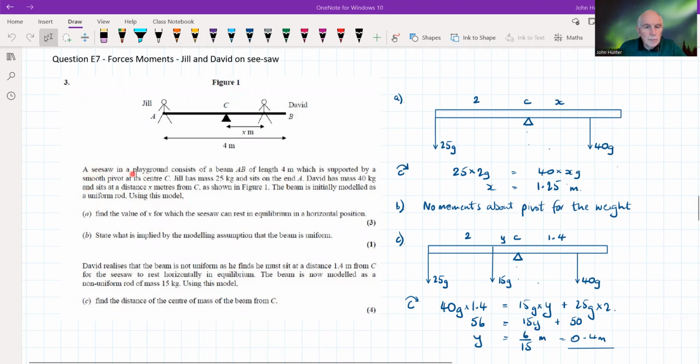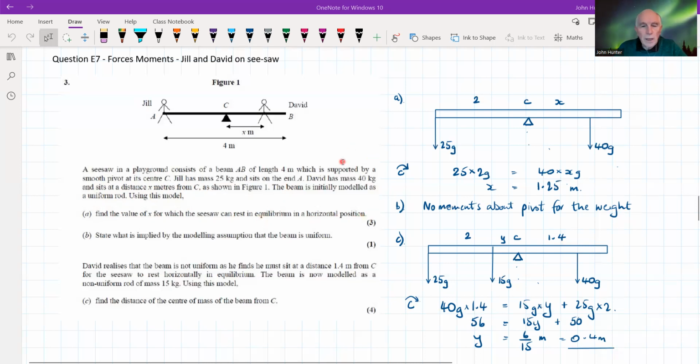A seesaw in a playground consists of a beam AB of length 4 meters, which is supported by a smooth pivot at its center C. Jill has mass 25 kilograms and sits on end A. David has mass 40 and sits at a distance x meters from C, as shown in the diagram. The beam is initially modeled as a uniform rod. Using this model, find the value of x for which the seesaw can rest in equilibrium in a horizontal position.